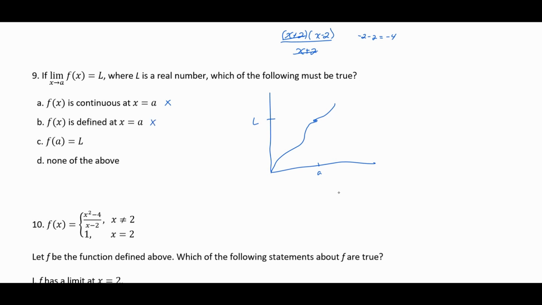And then this piece, f of a equals L. Well, here's f of a. We, again, don't know that that's true. In fact, if it were true, then this first part would have been true. And since that wasn't true, we know that this also doesn't work. So none of these are going to be correct here.